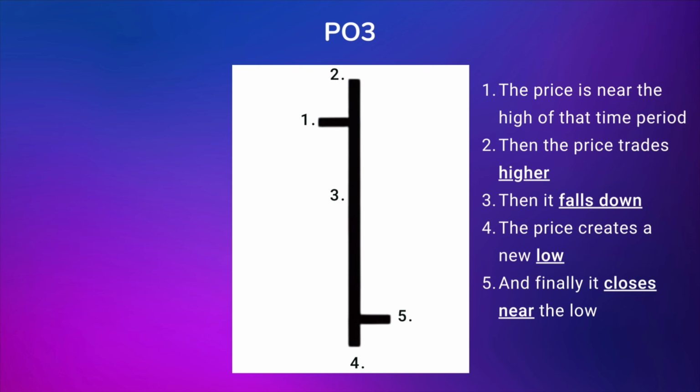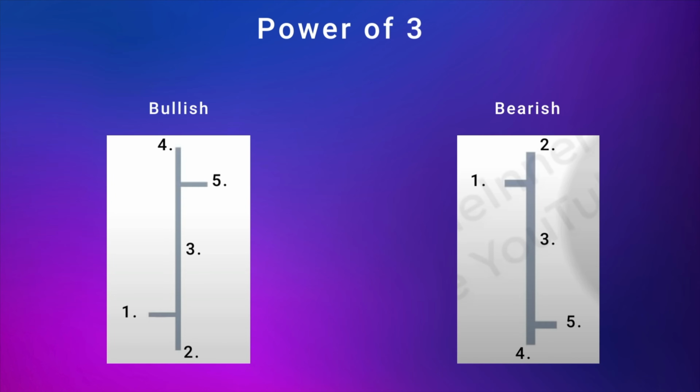And so, guys, as we said, the bullish power of three and the bearish power of three are opposite. In the bullish power of three, we want to enter in number two, capitalize on that price movement that happens in number three, and exit, close it all around point number four.